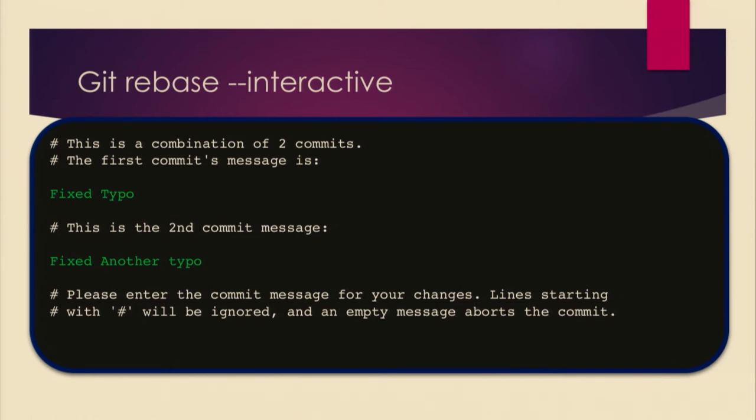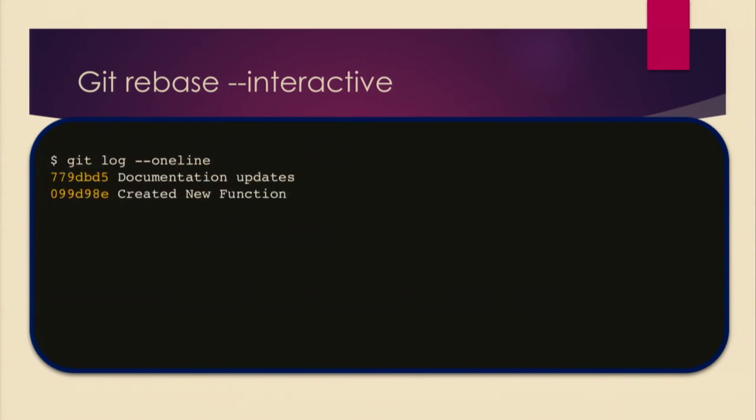And once you're done with this, I commented this line. You just want to change the message to something a little bit more descriptive. I finished my rebase process, and when I do look at my log, wow, look at that, so beautiful. Create a new function and updated documentation. We now have a nice, clean history.